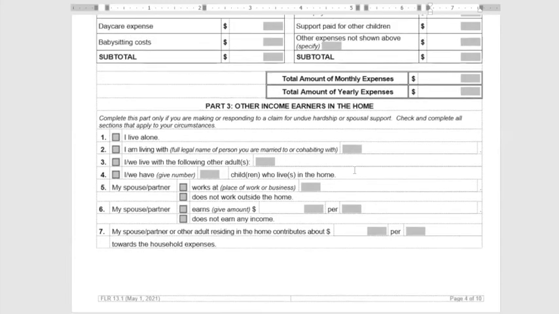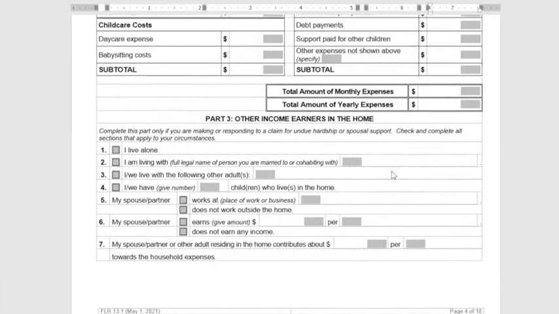So that's a fascinating question. That's actually a very good question. It touches on a part that I didn't get to actually, so I'm going to show it to you. And the answer is it depends. There is a Part 3 right after the expenses saying other income earners in the home. This actually is a tricky section to fill out. So let me answer your question very bluntly.